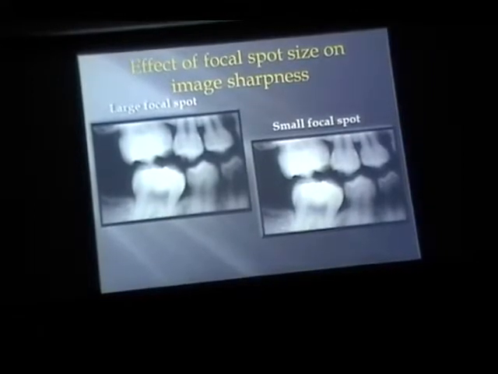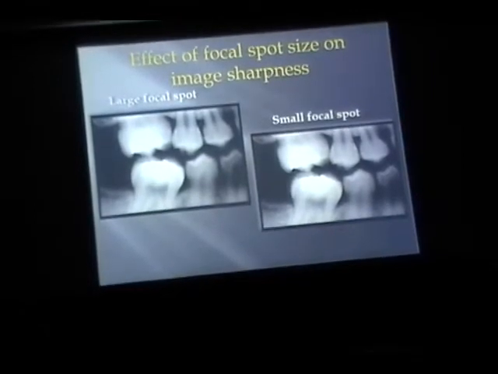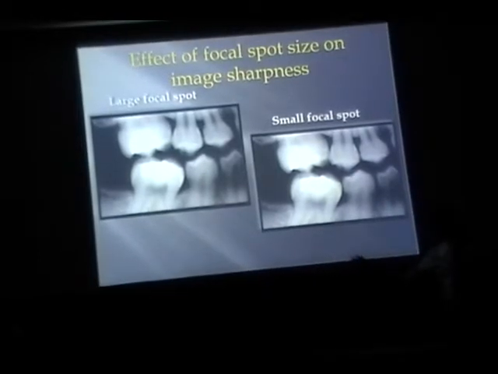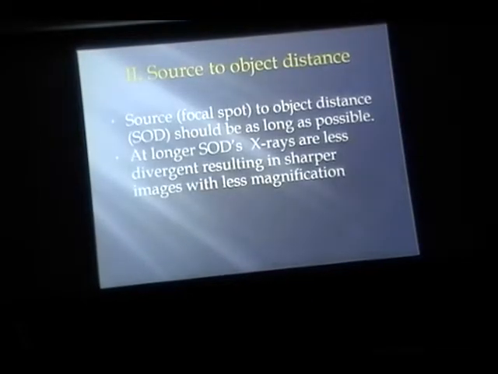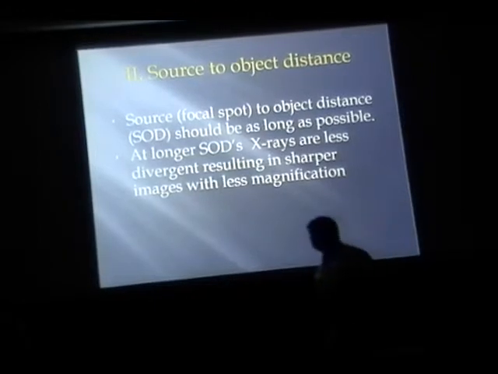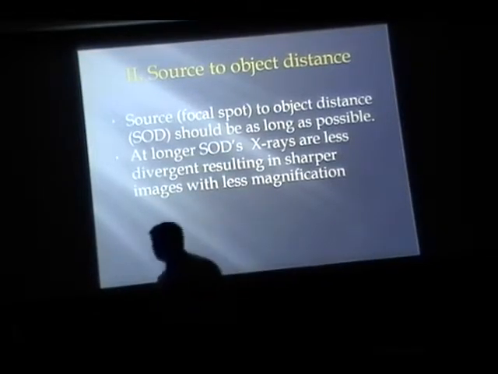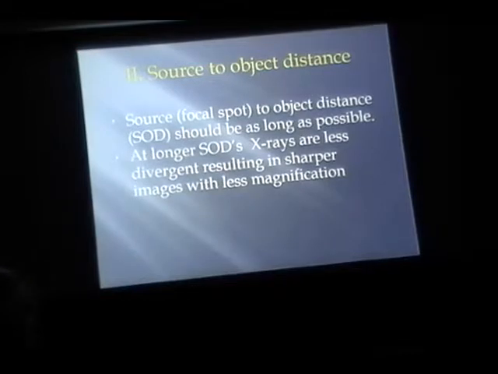So you can clearly see the difference. Smaller focal spot will have a good image. So now, source to object distance. What do you understand by that? Source to object distance. Yes, right. The distance from the exit of the X-ray to whatever it's hitting.